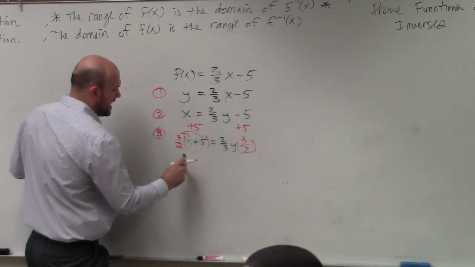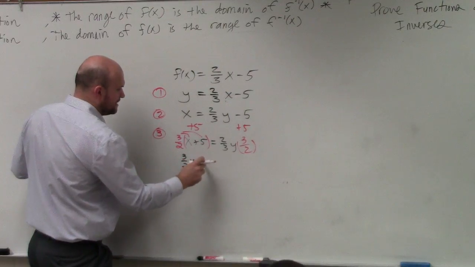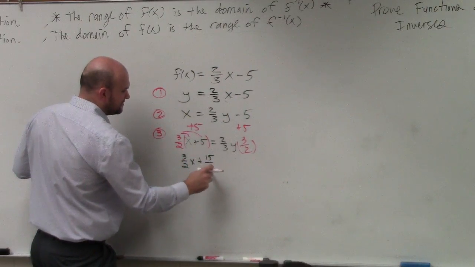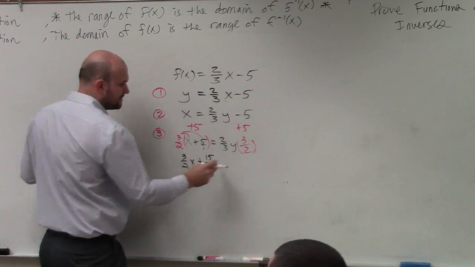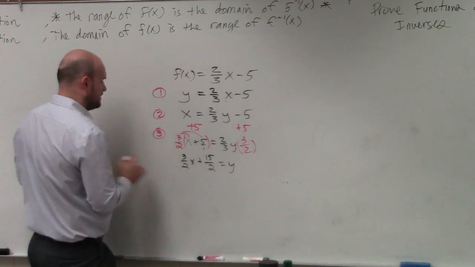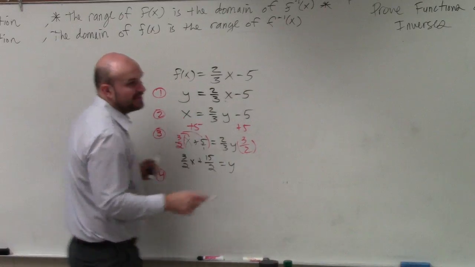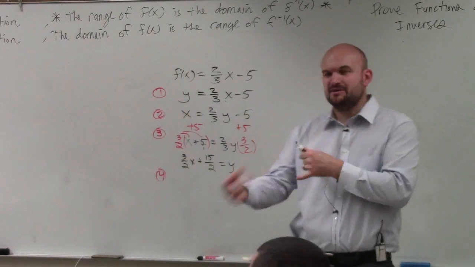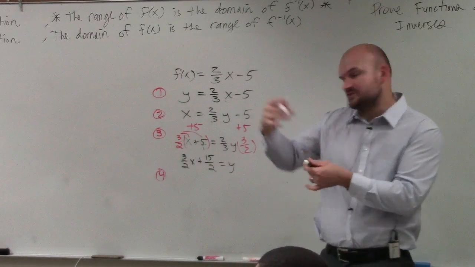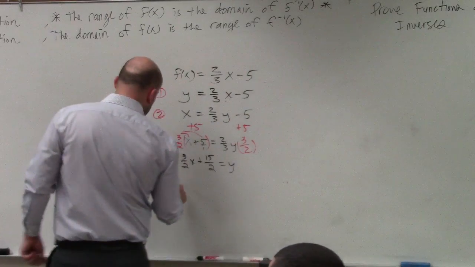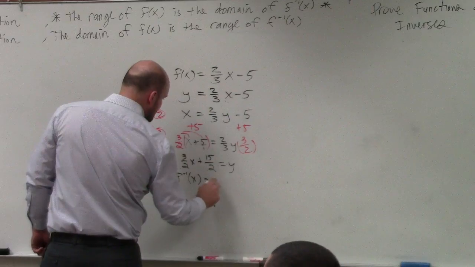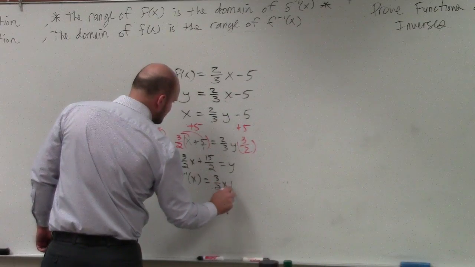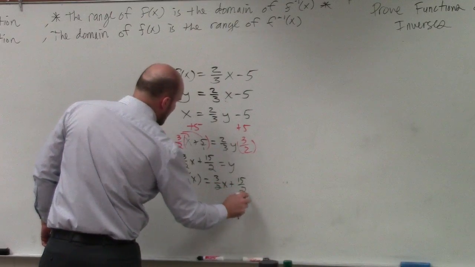So I get 3/2 x plus 15/2, because 3 times 5 is 15. 2 times 1 is 2. And that equals y. Step number 4, replace y with f of x. And I'm going to swap them again. So it's f inverse of x equals. So therefore, this will look like f inverse of x equals 3/2 x plus 15/2.